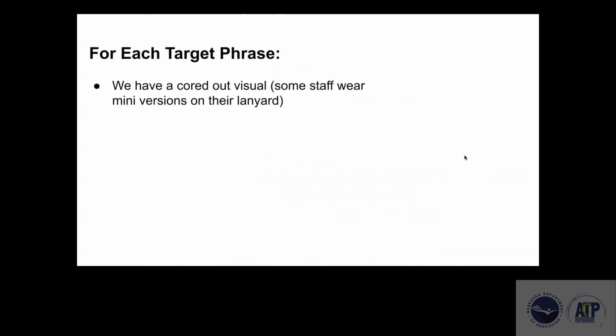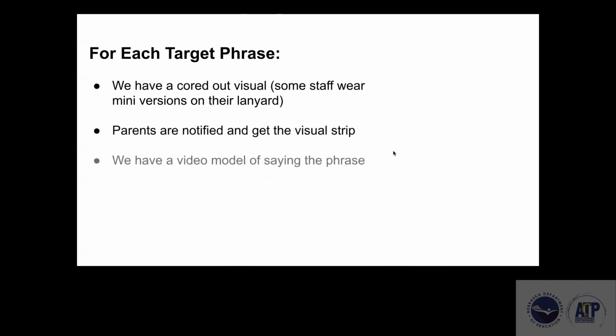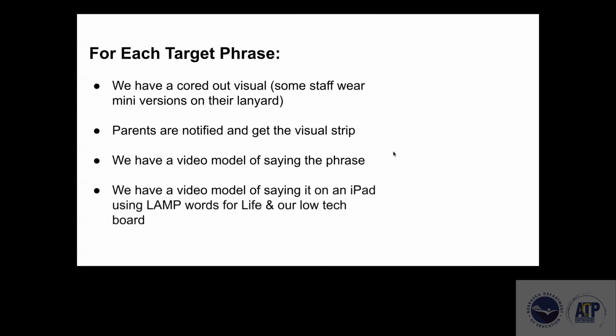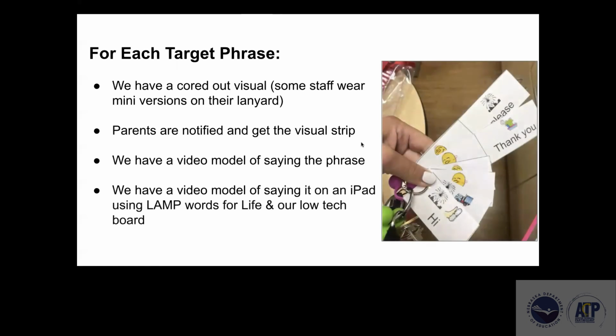For each one of the target phrases, we have a colored out visual. Some staff wear a mini version on their lanyard, and I have a picture of that. Parents are notified and get the visual strip. We have a video model then of saying the phrase, both on core boards, devices, and verbally. And we have a video model of them saying it on the devices. And here's what that looks like. We wear those around our lanyards.